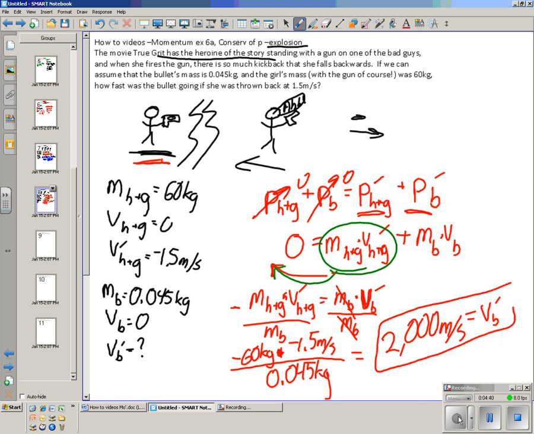So that is pretty significant. Okay, notice the velocity of the bullet is positive because it is the one that is going forward, whereas her final velocity is negative, right? This negative sign right there that I'm underlining.